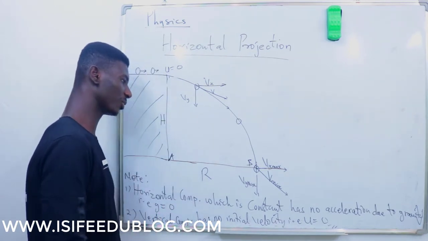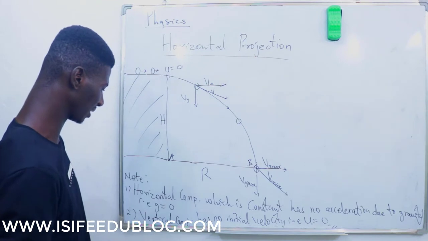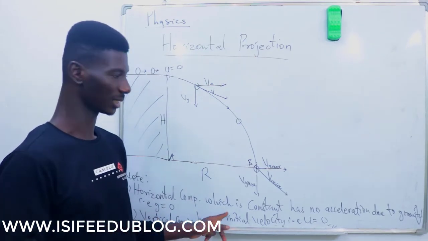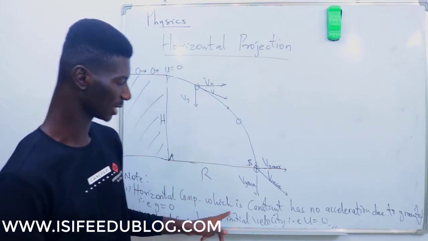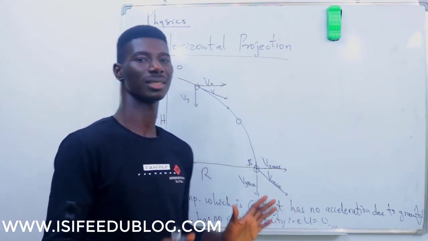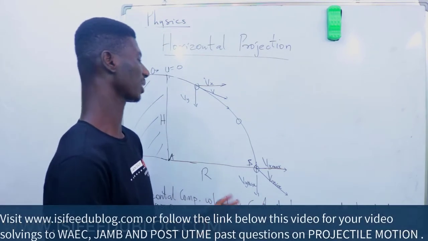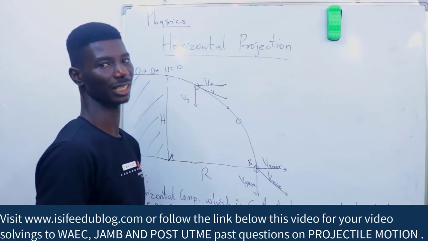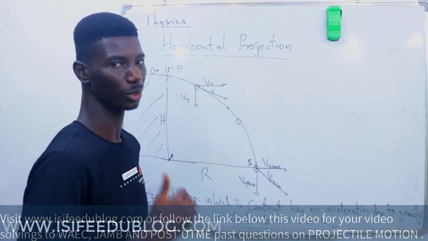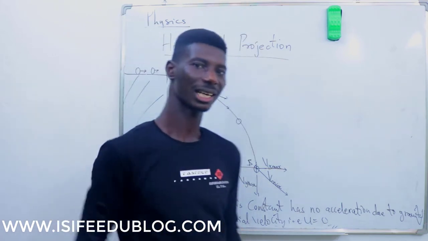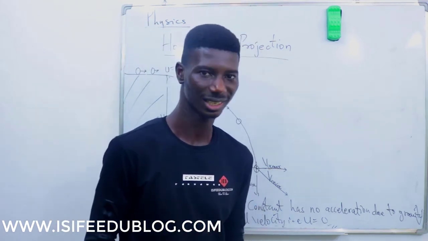Now, something you need to know as we move further is this. The horizontal component is constant. You are going to understand what I mean by that. It's constant, it doesn't change. And it has no acceleration due to gravity. So anytime you are talking about the horizontal component, always remember, acceleration due to gravity does not act horizontally. It is zero. It can only act when something is going against gravity.